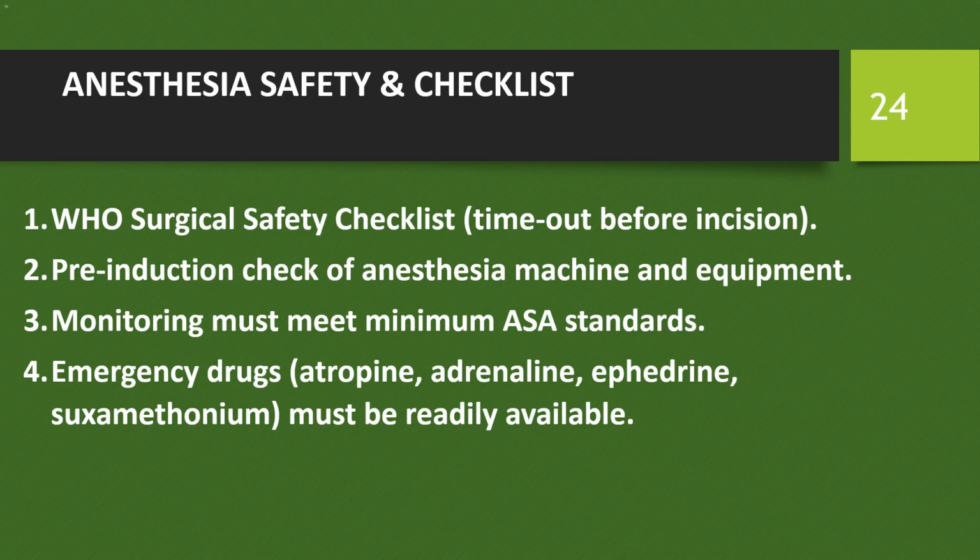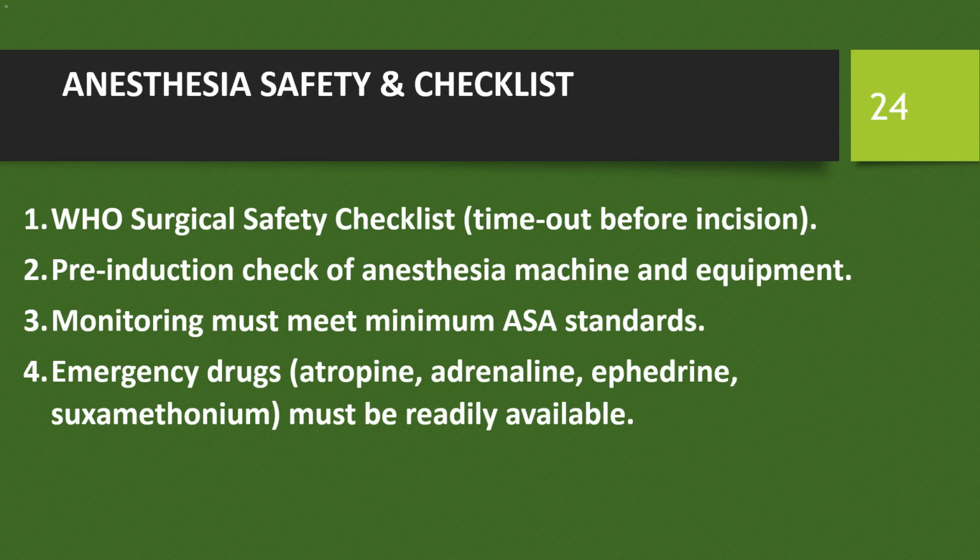3. Monitoring standards. 1. Meet minimum ASA standards. Adhering to established monitoring standards, such as ECG, SpO2, and blood pressure monitoring, helps ensure patient safety during anesthesia. 4. Emergency preparedness. 1. Emergency drugs readily available. Having essential emergency medication, such as atropine, adrenaline, ephedrine, and succinylcholine, readily available helps ensure prompt response to critical situations and patient safety.